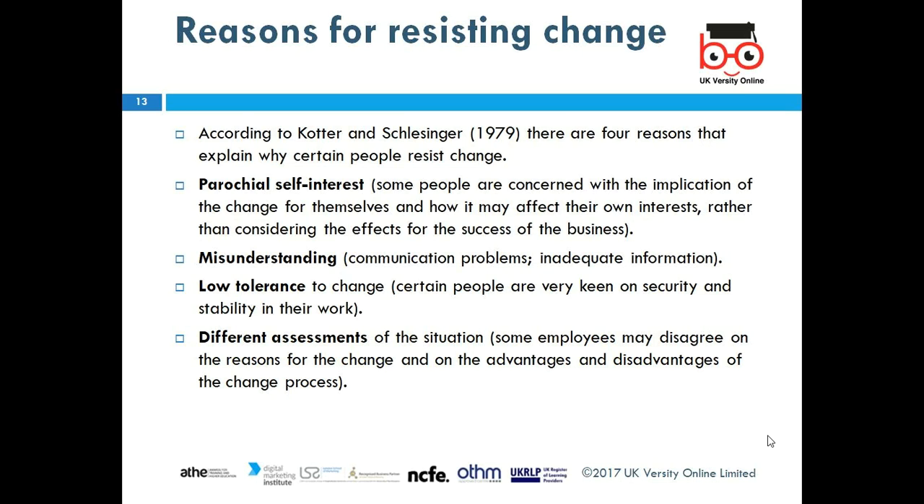Then the next author said there are 4 reasons why. Self-interest can be due to some people being concerned with the implication of the change for themselves and how it may affect their own interest rather than considering the effect on the success of the business. Misunderstanding, communication problems, inadequate information can create a problem. Low tolerance to change. Certain people are very keen on security and stability in their work.